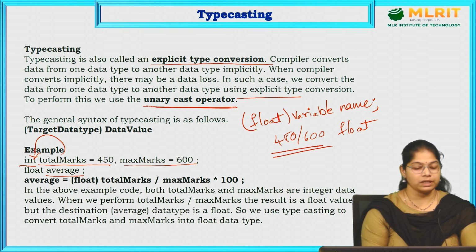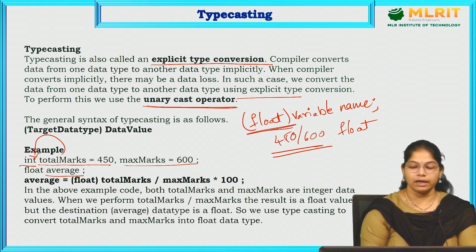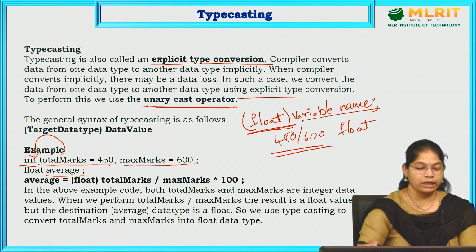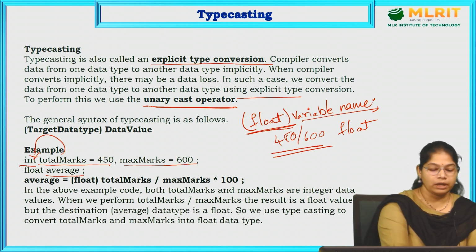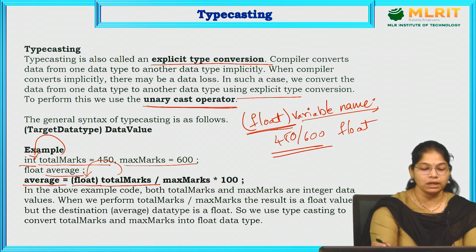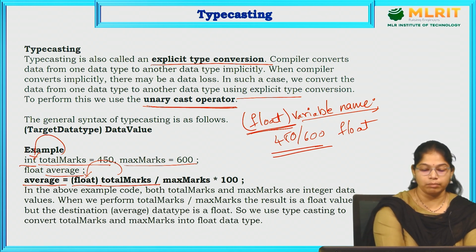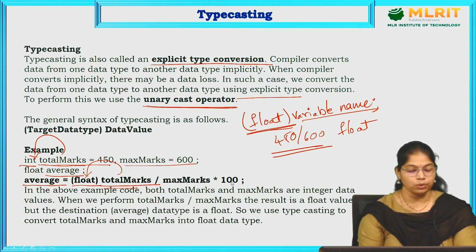The syntax for the cast operator is the type you want to convert to, that is the target data type, and then the variable name or the data value. So here average is equal to (float) total marks, but total marks is declared as integer. Now I am converting that into float type by using the cast operator, that is the target data type and then the data value or the variable name. Here the expression is total marks by maximum marks into 100.